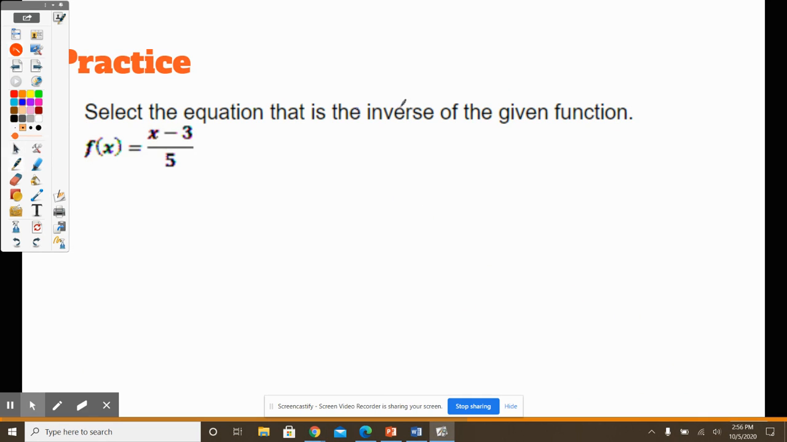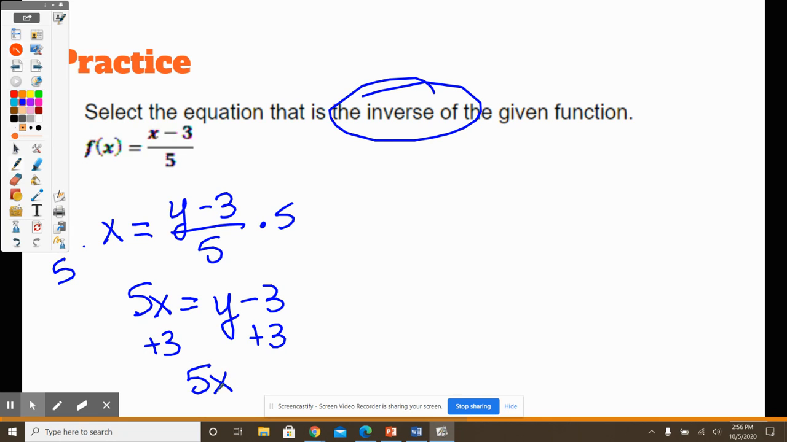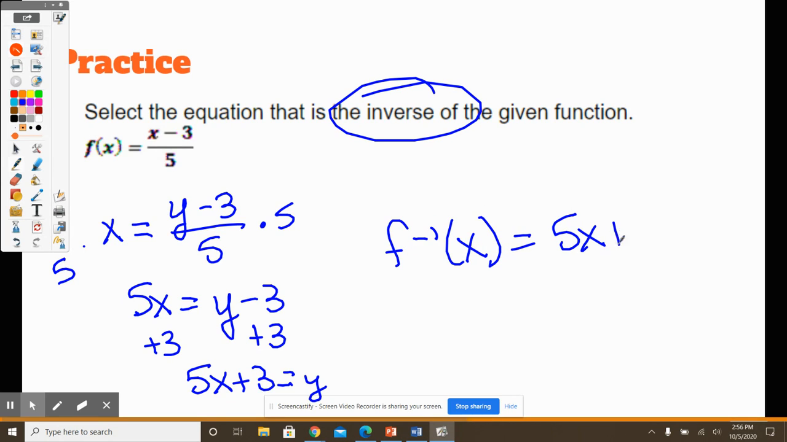Okay, it says select the equation, but I got rid of the choices, so we're just going to find the inverse. So we're going to switch the x and y and solve for y. So now it becomes x equals y minus 3 over 5. To get the y by itself, we're going to multiply both sides by 5 first. So that's 5x equals y minus 3. Then add 3 to both sides. And 5x plus 3 equals y. Or f inverse of x is 5x plus 3.